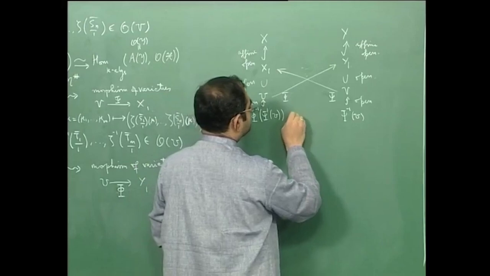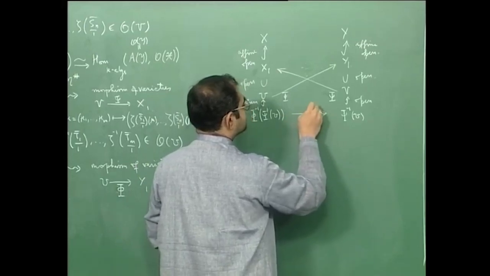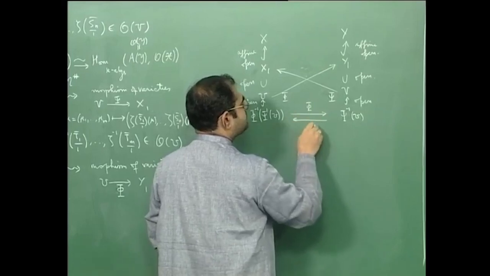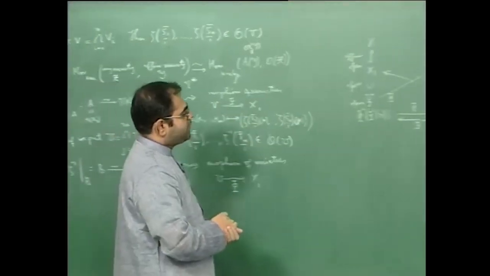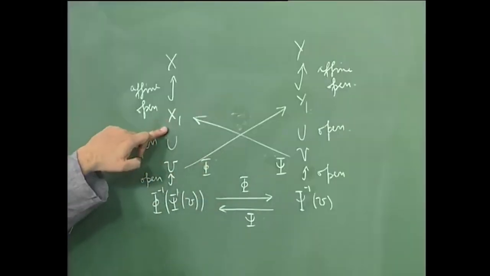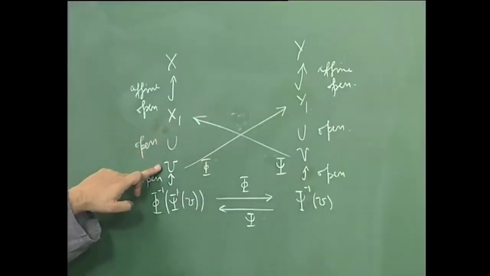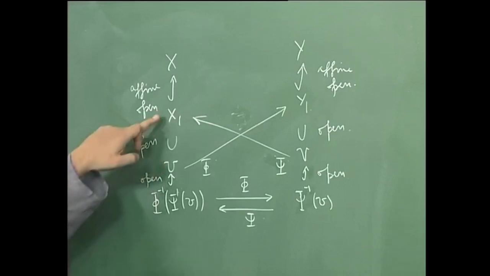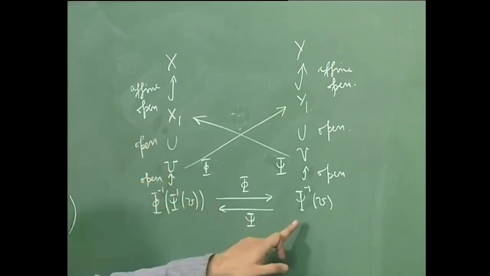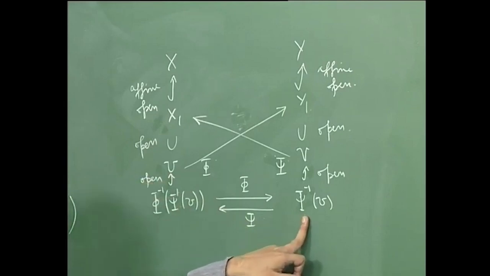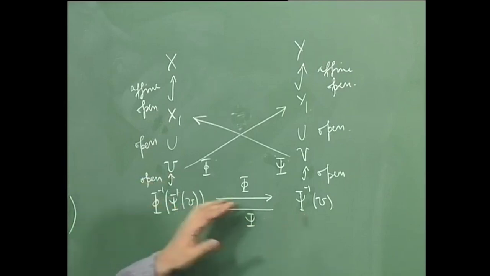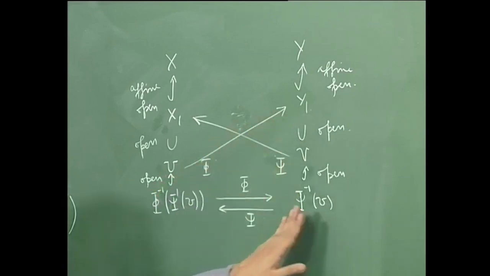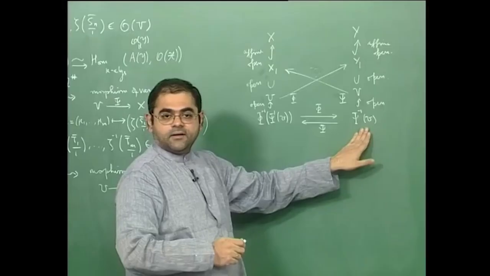And the fact is that phi will carry this into this, and psi will carry this into this. The only thing that you will have to worry about is that the image of psi has to intersect u, okay. That's an important thing, because if the image of psi does not intersect u, then psi inverse u will become empty, all right. And similarly, the image of phi should intersect psi inverse u, okay.